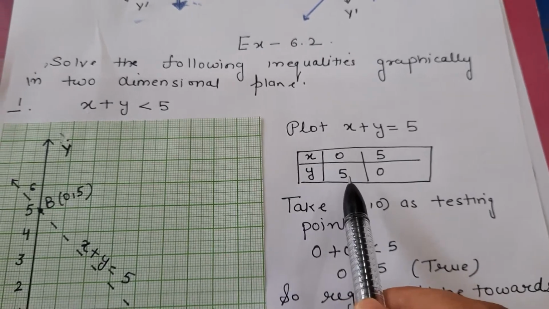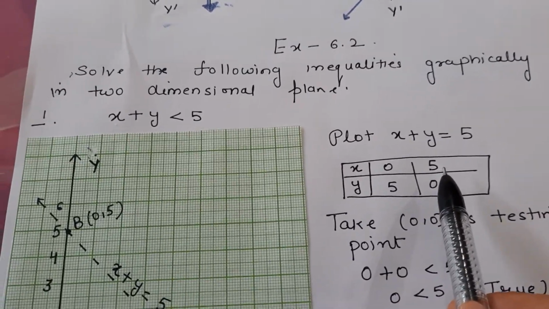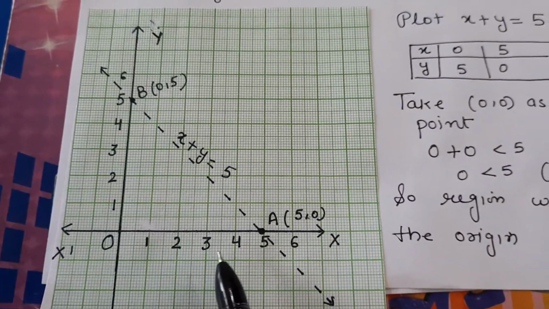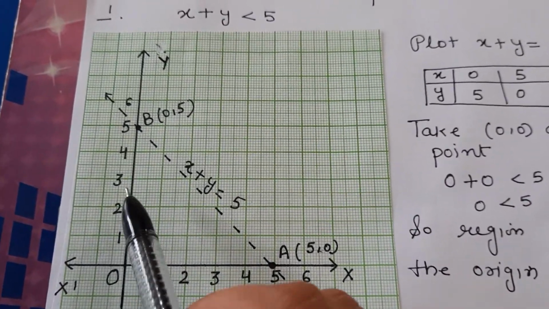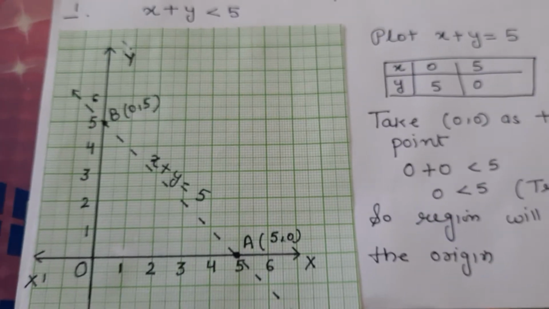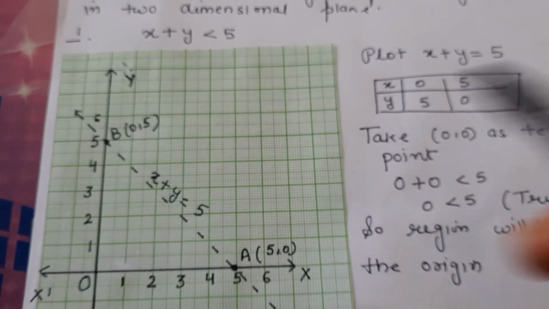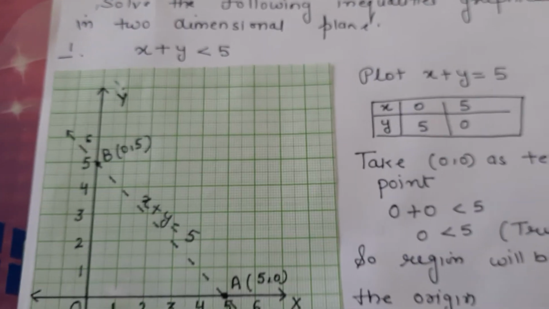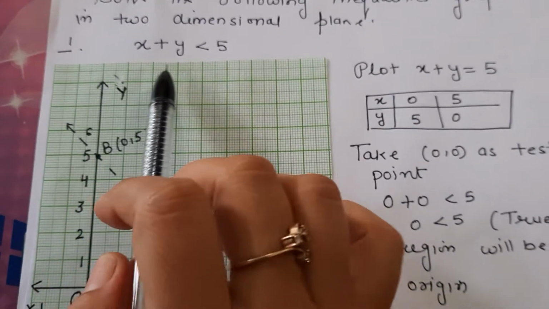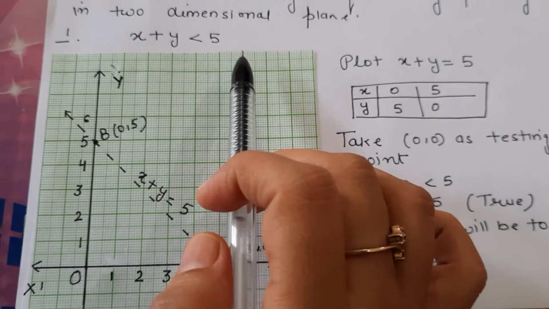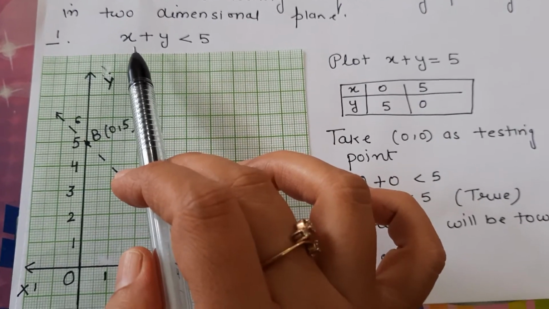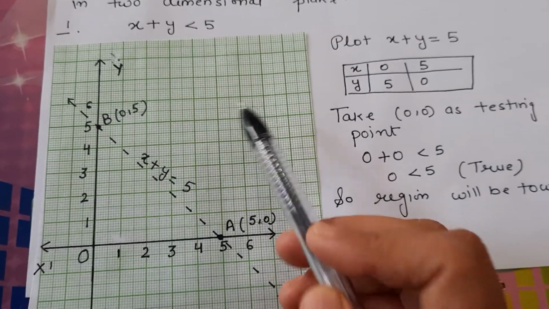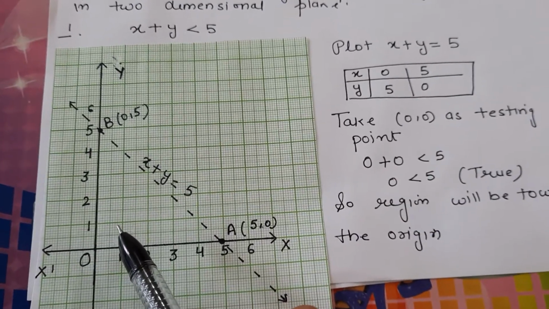I take x 0, so y will be 5, and if the y is 0, x is also going to be 5. Just look here, this is your origin. 1, 2, 3, 4, 5, 6. Again for y-axis 1, 2, 3, 4, 5, 6. You are going to take the same scale on both axes. If you look here, I have drawn the dotted line here. The dotted line shows the x plus y equal to 5 is not included, because we just have to draw the inequality x plus y less than 5.